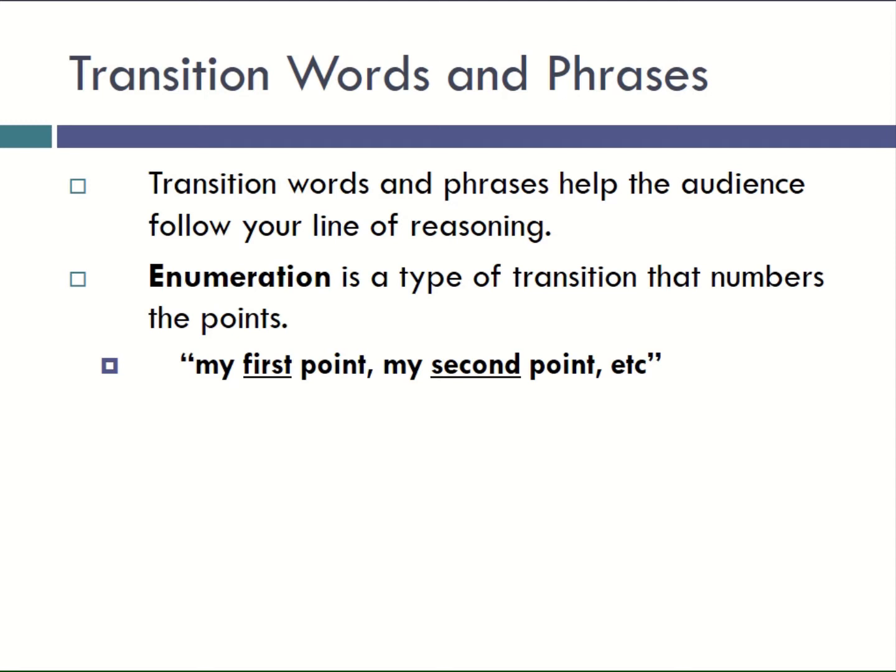A specific type of transitional phrase is called enumeration. Enumeration is when we use a number associated with the transition. So, as you see here, my first point, my second point, my third point, you hear those numbers. Those are unmistakable. The audience has a very clear idea of where we are within the speech. There are other types of transitions. I usually suggest the simple ones like enumeration, at least until you become a more advanced speaker.